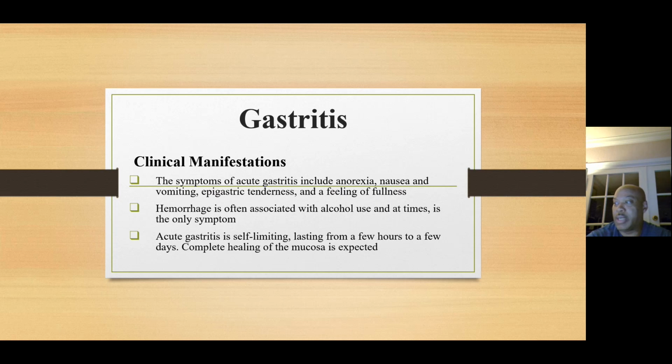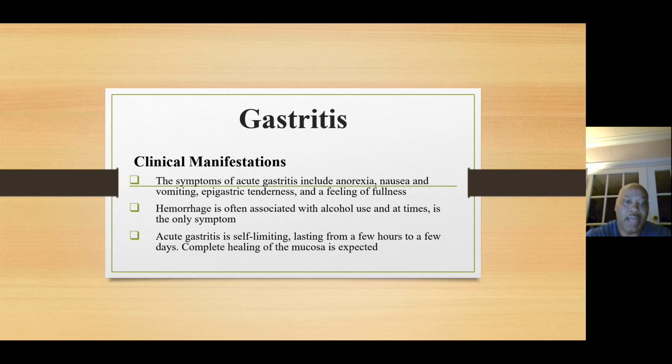Acute gastritis is self-limiting, lasting from a few hours to a few days. When it is acute, complete healing of the mucosa is expected with the acute type, but not so much with the chronic type. Now, the manifestations of chronic gastritis are like those of acute gastritis. Some patients are asymptomatic with the chronic type.